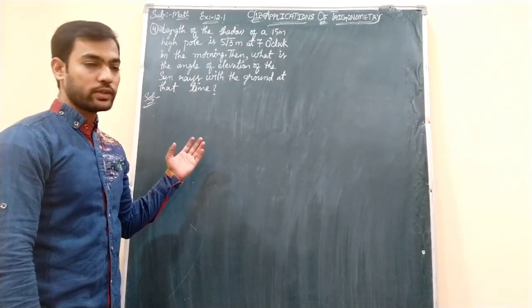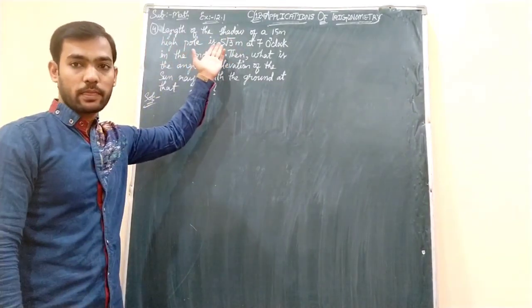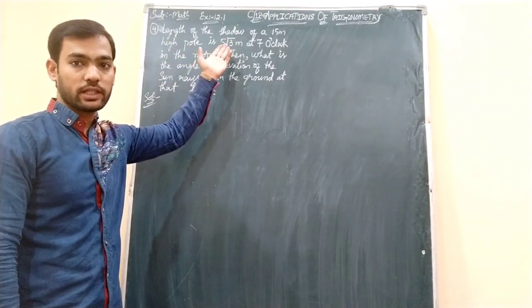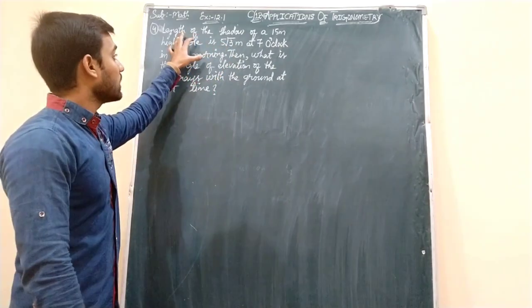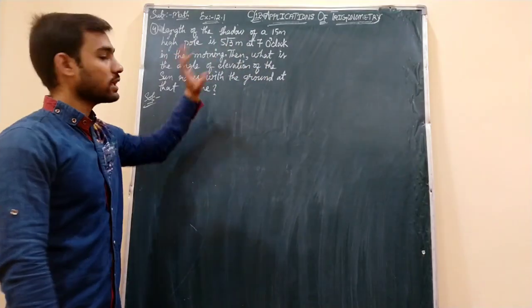Now question number 4 students, length of the shadow of a 15 meter high pole. There is a pole whose height is 15 meter and the shadow length of that pole is 5 root 3 meters at 7 o'clock in the morning.